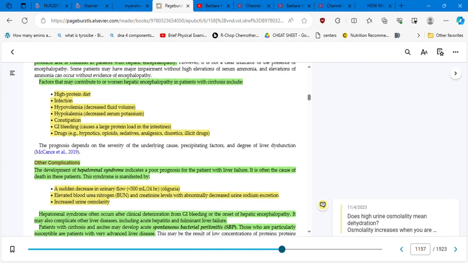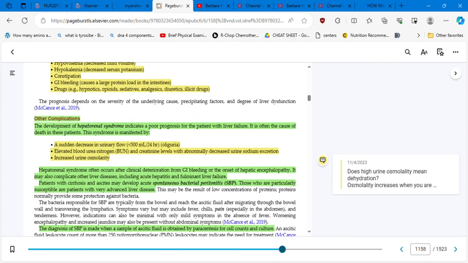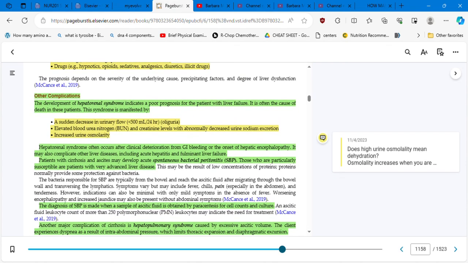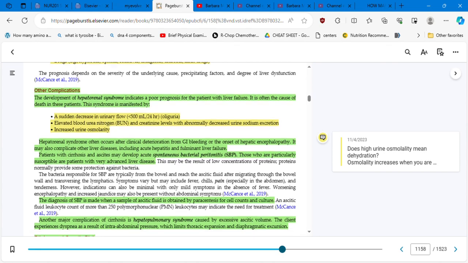Other complications: the development of hepatorenal syndrome indicates a poor prognosis for the patient with liver failure. This is often the cause of death in these patients, and the syndrome is manifested by a sudden decrease in urinary flow, less than 500 ml in 24 hours. That's oliguria. Elevated blood urea nitrogen and creatinine levels with abnormally decreased urine sodium excretion, increased urine osmolarity.